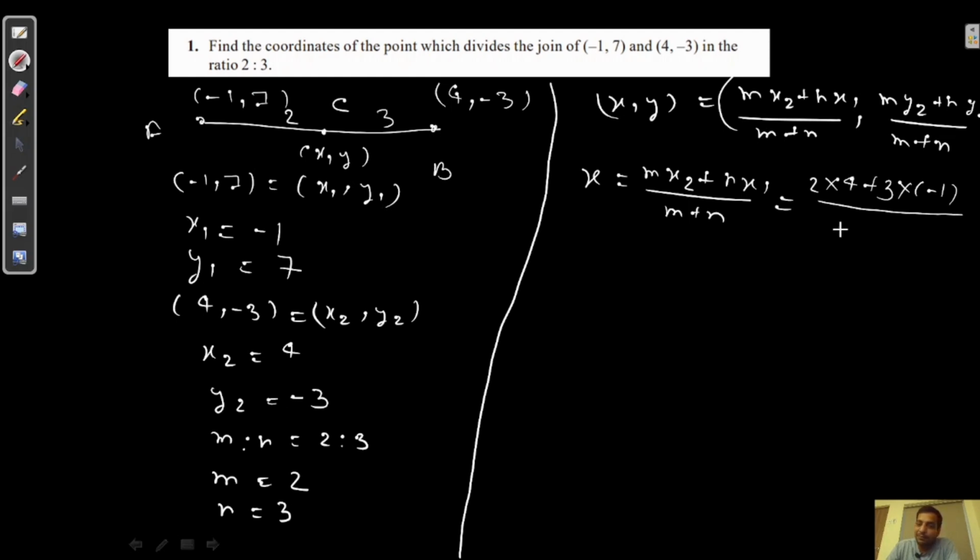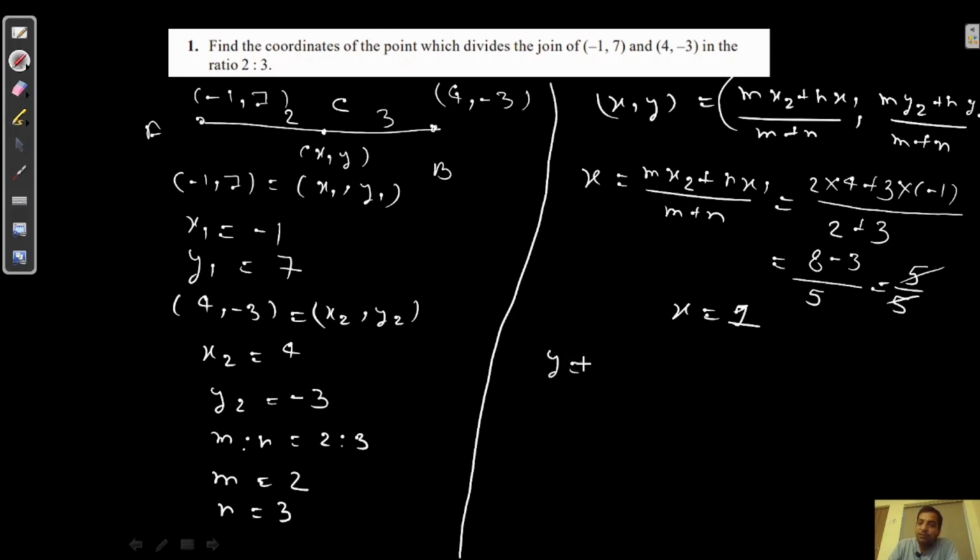What is the value of m? 2. Value of n, it is 3. Let us solve it. 4 times 2 is 8. 3 into minus 1 is minus 3. 3 plus 2 is 5. So we will get 8 minus 3 is 5. 5 by 5. After cancelling it, we can say the value of x is 1. Just 5 divided by 5, it is 1.